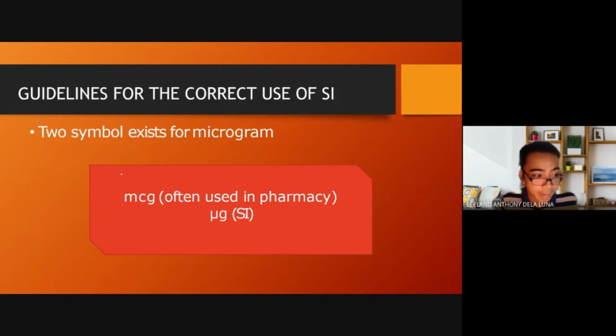Pero when we say microgram, that's a millionth of a gram. So -6 yun, times 10 to the -6. So class, ang micrograms natin would usually be expressed as mcg. This one is what we usually use in pharmacy. Kino-complete natin mcg. Pwede rin naman kasing micro na sign, yung parang U, tapos gram.